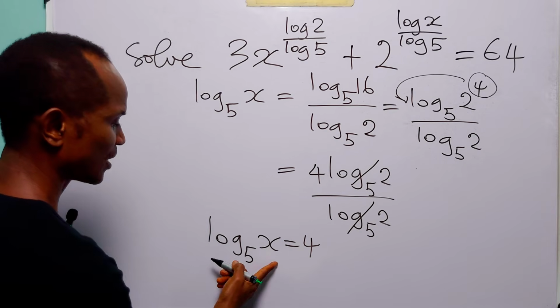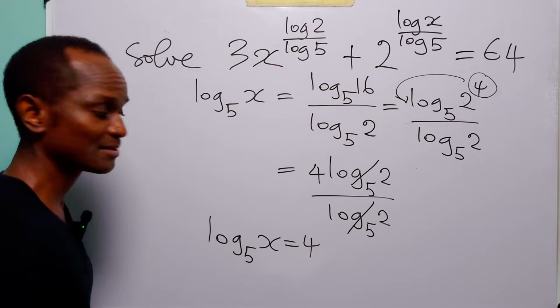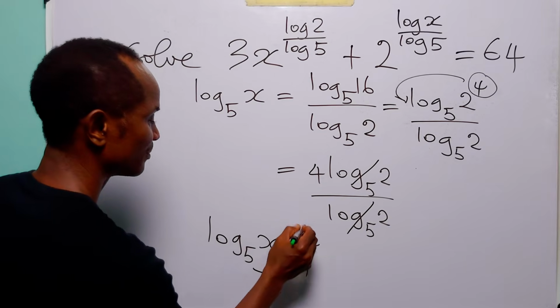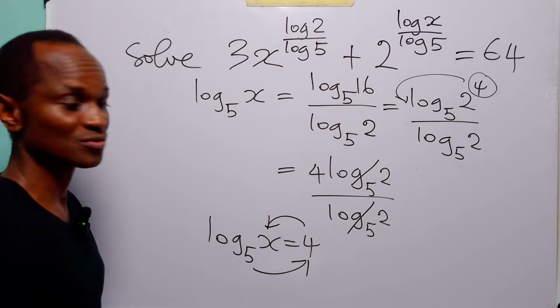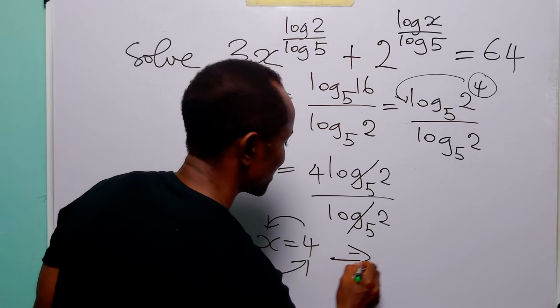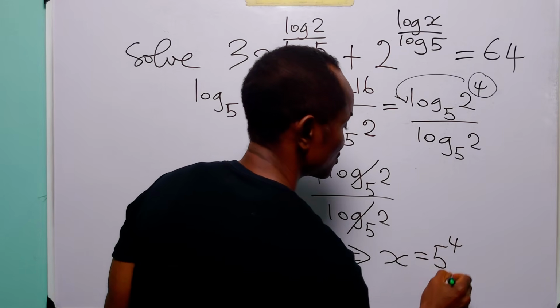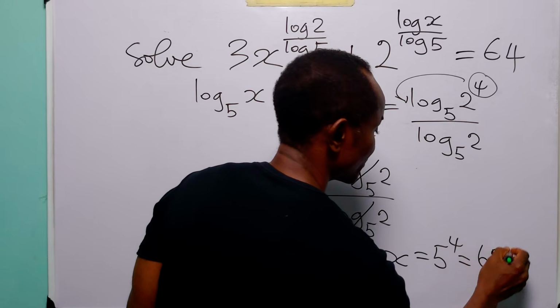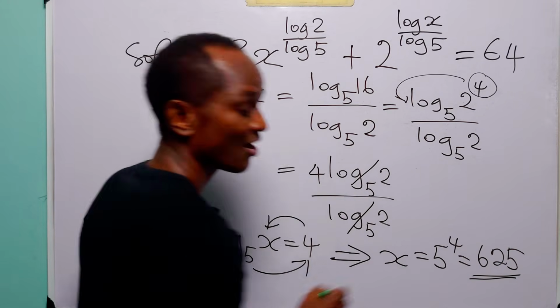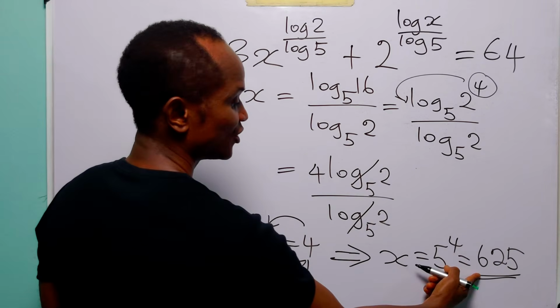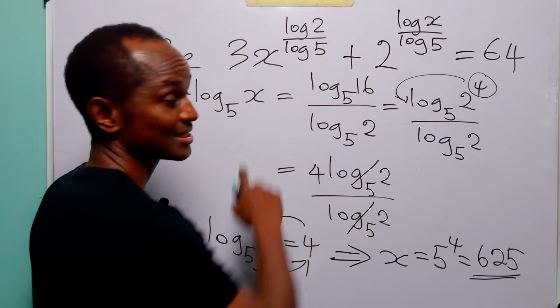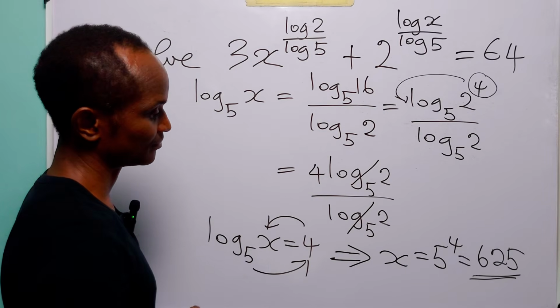And of course, you know that when we have a statement like this, it simply means that 5 to the power 4 is equal to x. So this implies that x is equal to 5 to the power 4, which is 625. So this is the value of x that satisfies this exponential equation.